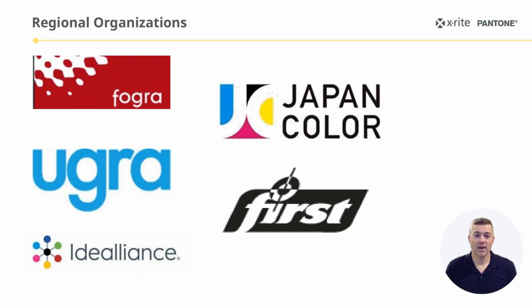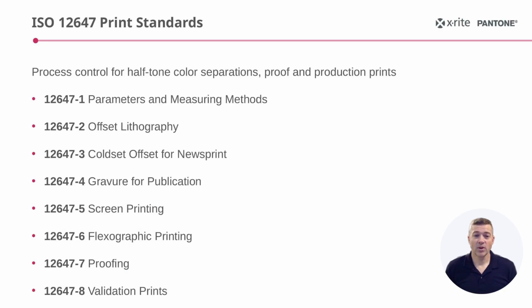ISO standards are developed with contributions from regional groups around the world. Those groups then incorporate the new standards into their own specifications and methods. ISO 12647 is a long-standing standard for print process control. It defines target values for technologies like offset, newsprint, gravure, screen, and flexo, helping printers achieve consistent, accurate color.